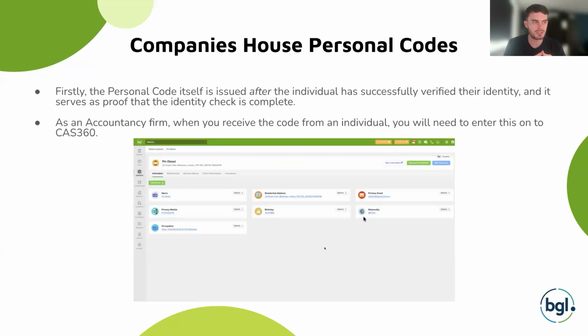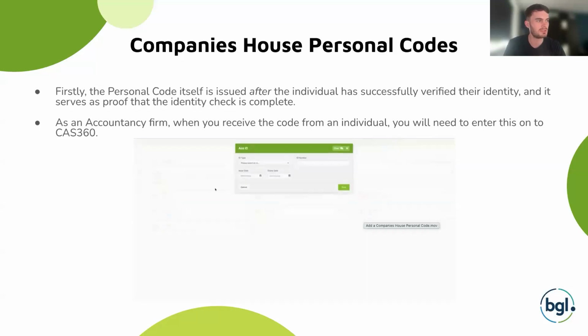When adding a Companies House personal code, we are adding information to the individual, so we click the green information plus button. Select identification numbers, and then we'll be able to select ID type from the drop down, which will say Companies House personal code. You can then enter the ID number, select the issue date, and then you will come to the question at the bottom.